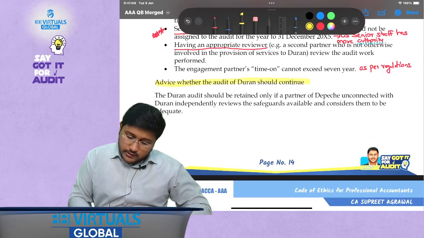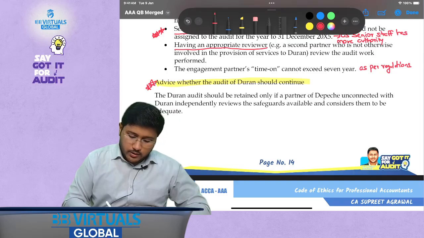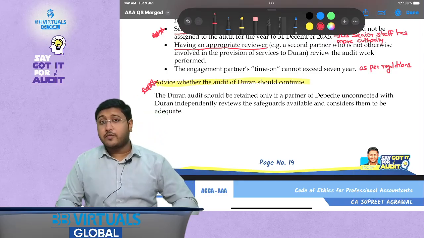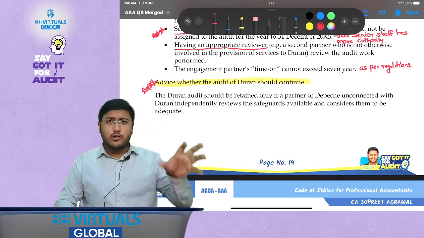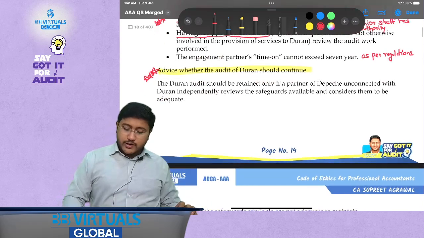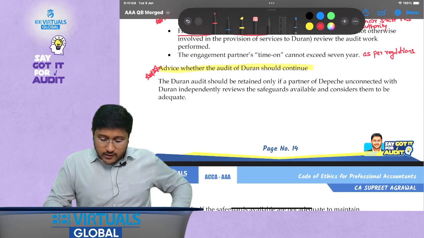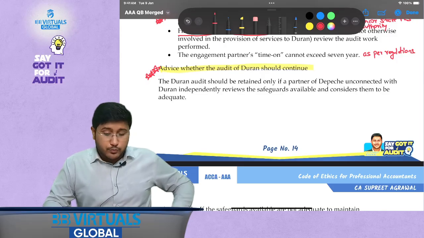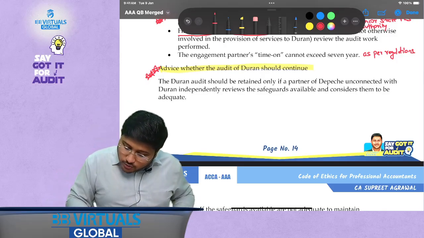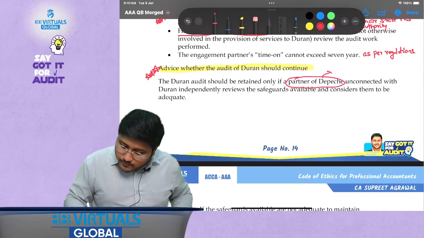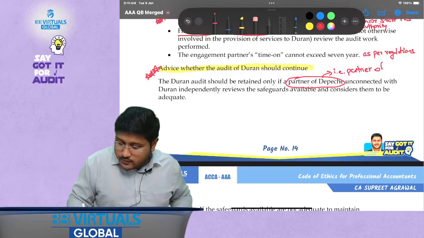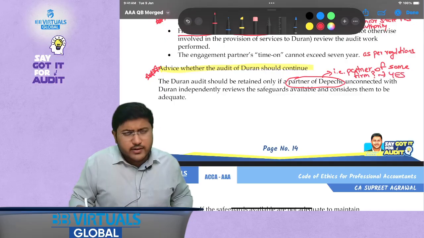Now, this is clearly very important. Why so? Because it is asking for a very specific answer to a question which might have a lot of factors. So, the Duran company should be retained only if a partner of the firm unconnected with Duran independently reviews the safeguards available and considers them to be appropriate. But a partner of the firm, that is a partner of the same firm, yes, that works.